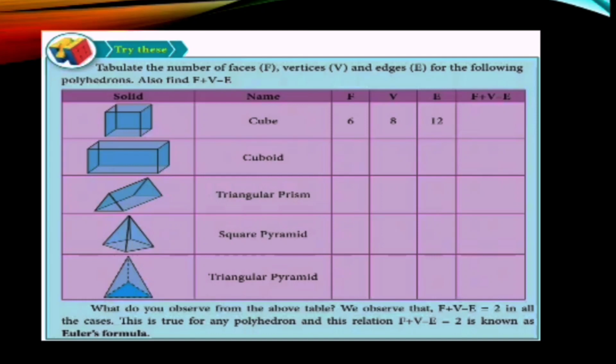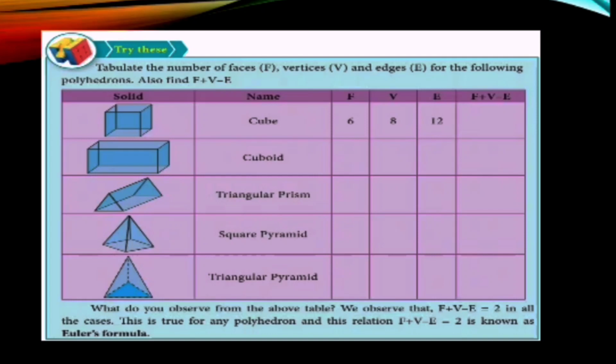We observe that F plus V minus E equals 2. Shall we verify this for the cube? 6 plus 8 is 14. 14 minus 12 is 2. We got the answer as 2. So in all the cases we should get only 2. In any polyhedron this is true, that F plus V minus E is equal to 2. This is known as Euler's formula. You should remember this formula, it is very, very important.